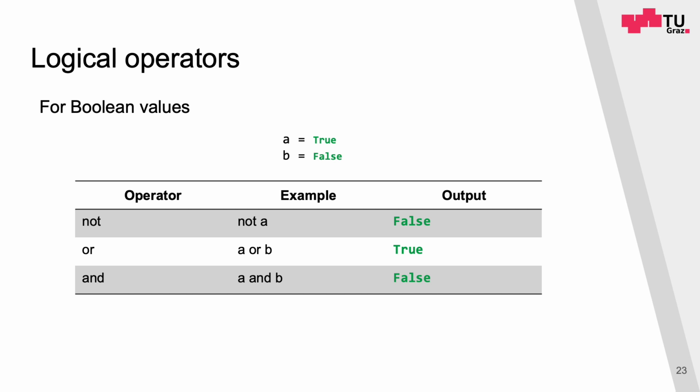Or if we look at the second line, we can type, for example, A or B. And with this logical operator, Python will check if either one of the values is true. So if A or B is true, and since A is true, the whole output is also true. And in the last line, we can type, for example, A and B. And this will check if A and B is true. And since B is false, the whole expression evaluates to false.